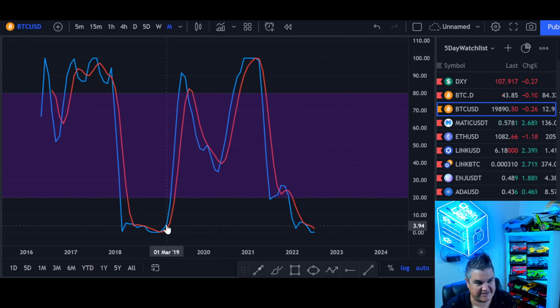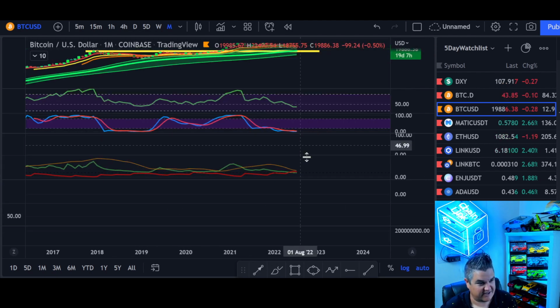But it doesn't just gradually take off. Usually it goes pretty quickly, right? This is exactly what we want to be watching for. A bounce, a hard bounce to the upside. And then we can get things moving again, okay? That's what we're looking for.